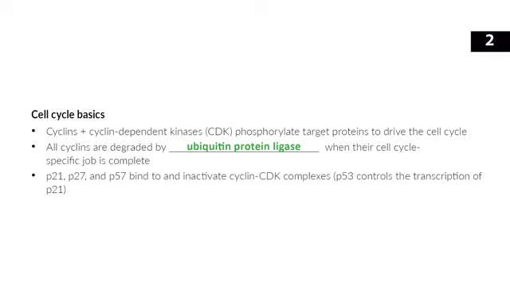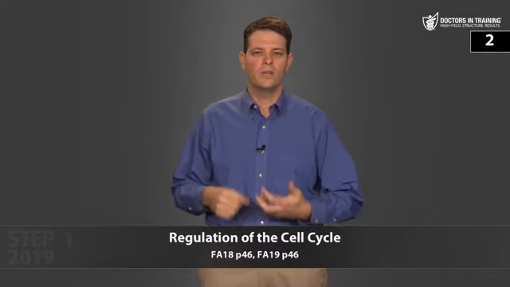Next, tumor suppressors P21, P27, and P57 bind to these cyclin CDK complexes and inactivate them. We mentioned P53 before, and P53 controls the transcription of P21. So tumor suppressors inactivate cyclin complexes and prevent them from continuing to phosphorylate things. Again, because these kinases are always around, we need to be able to activate and inactivate them at precisely the right times.